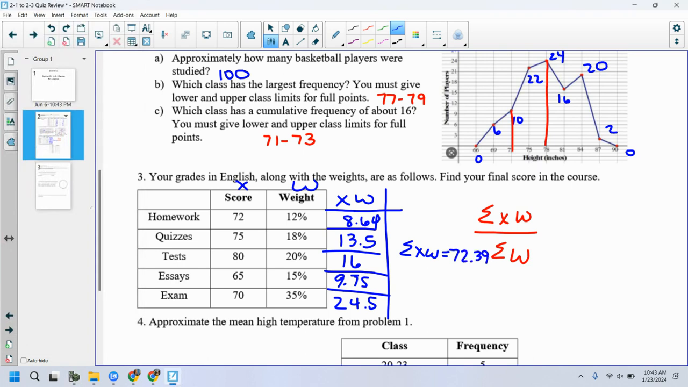Now, I would divide by sum of W, but because I made my weights a decimal, if I add up all of my weights, I would get 1. I'm just dividing by 1. And there it is, 72.39. If you had used your percentages and said 72 times 12, you got 864 through 1,350, and so on, you would just divide by 100 in the end, right? Because you add up all of your weights, you get 100. So whatever you do there, just make sure you calculate that in.